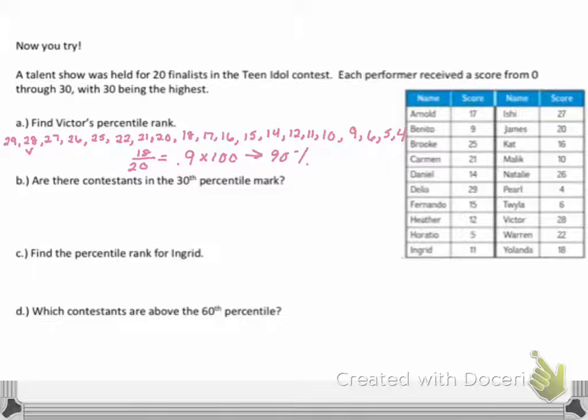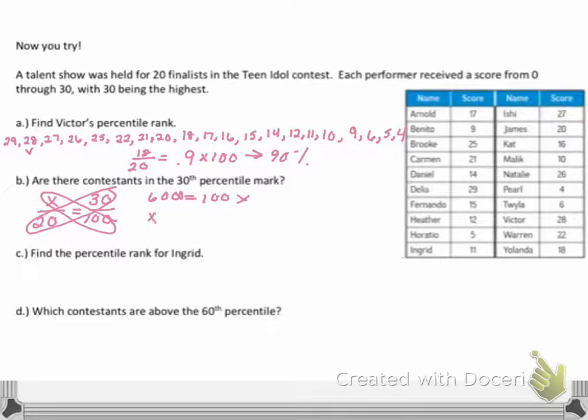Then for part B, it says, are there contestants in the 30th percentile mark? So to figure out, well, that's a yes. So of 20 people, 30% is what number? So I need to know how many people I'm scoring more than. So I'd cross multiply. That would give me 600 is equal to 100x. I'm sorry, that's actually 6,000 because I did 30 times 20 is equal to 100 times x.